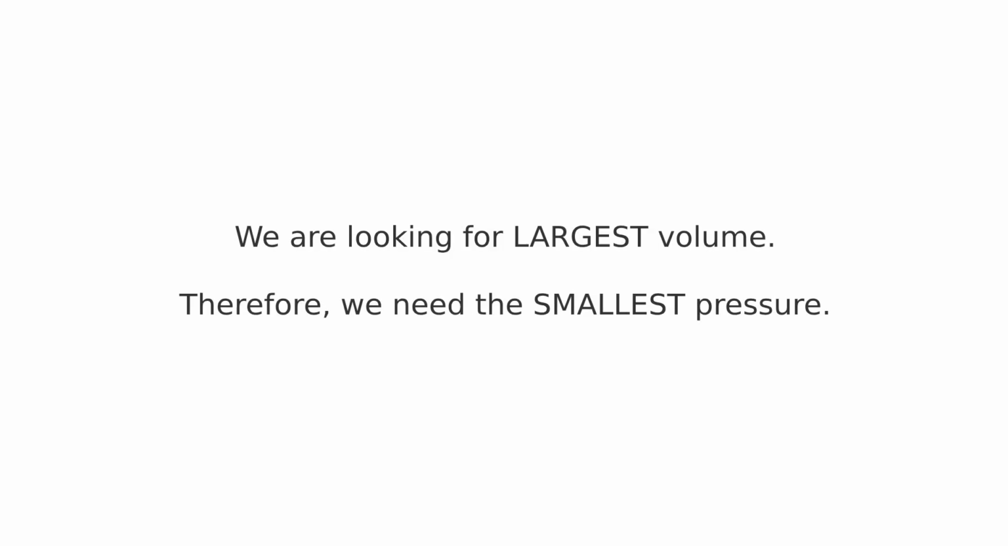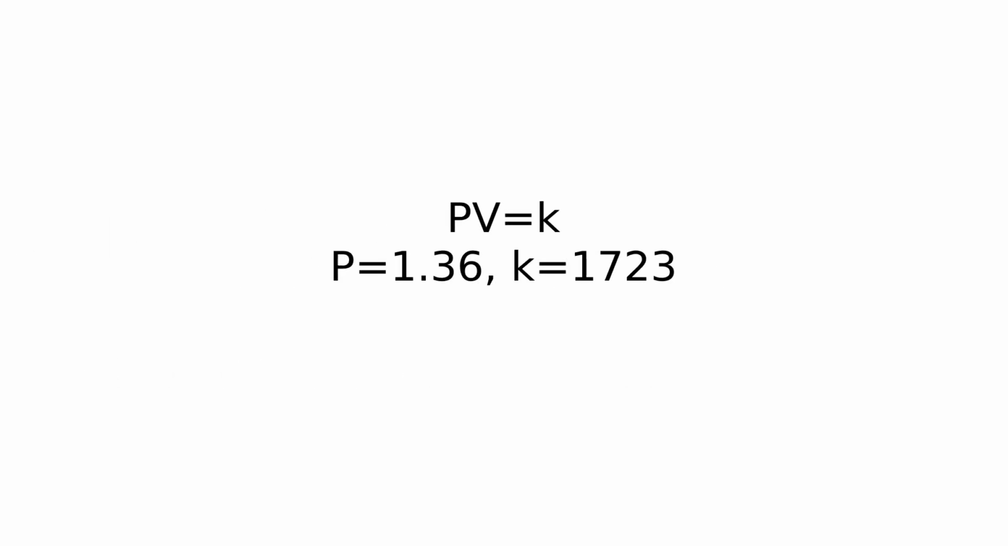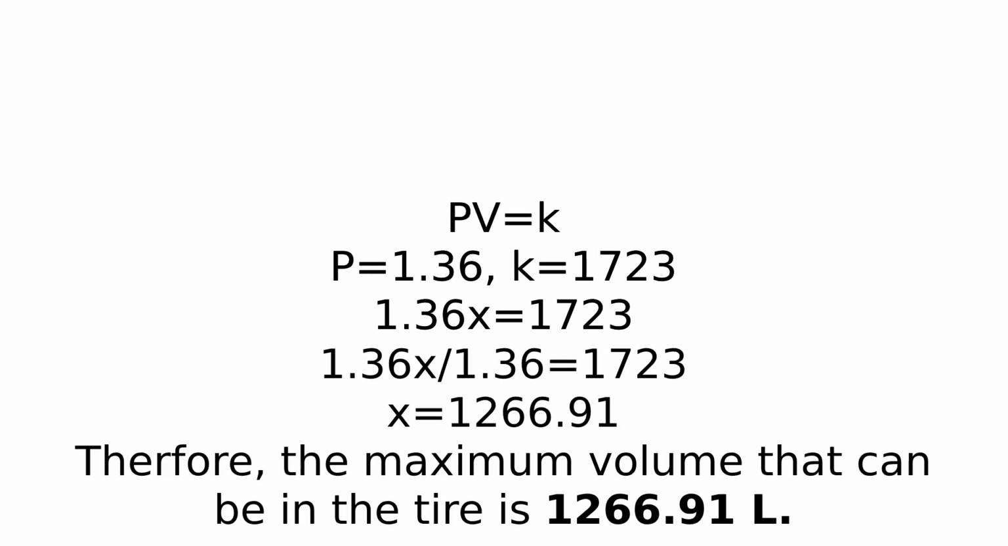First, let's get a basic idea of what we need to do. Since we're looking for the highest volume we can put into the tire for it to work, we need to know what the minimum pressure required for the tire to work is. Remember, Boyle's Law is an inverse relationship. Since we have the minimum pressure, which is 1.36 atm, we can fill in x for the volume and say that 1.36x equals 1,723. Finally, to get the value of x, we divide 1,723 by 1.36 to get 1,266.91 liters.